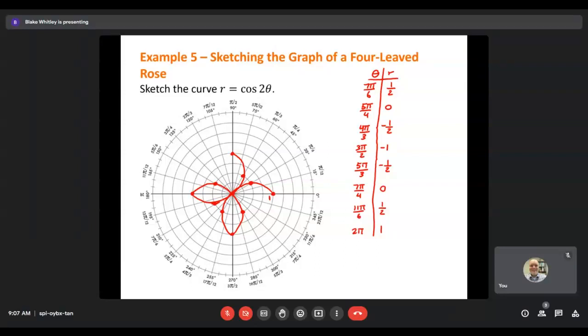So 5 pi over 3. Positive 1/2 would be along the 5 pi over 3. Because it's negative 1/2, it gets reflected up to 2 pi over 3. So we're going to have a point up here. 7 pi over 4, 0. Back to the origin. 11 pi over 6, 1/2. It's going to give us a point here. And then finally, 2 pi, we're back to 1. So it's going to look something like this.